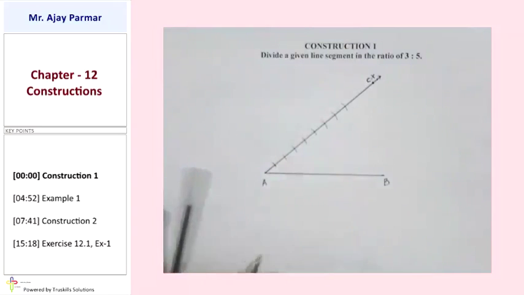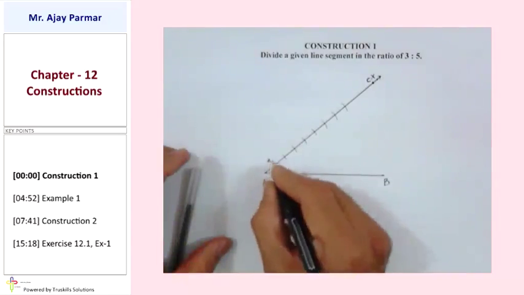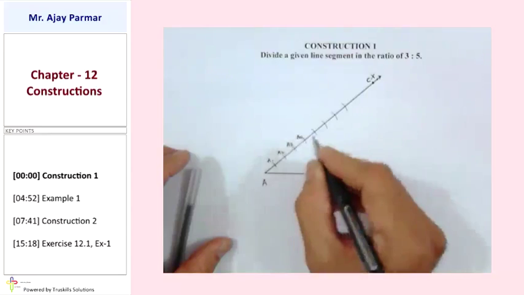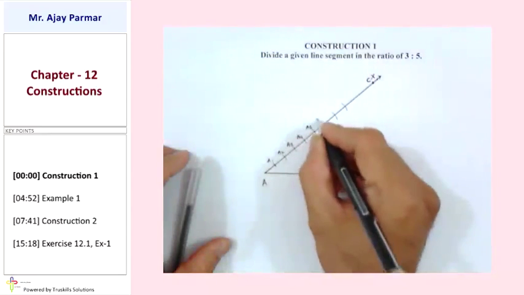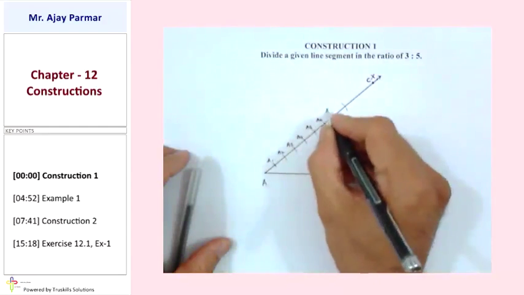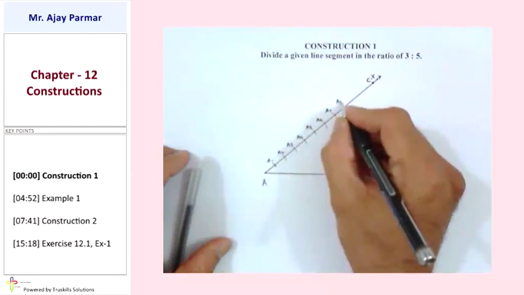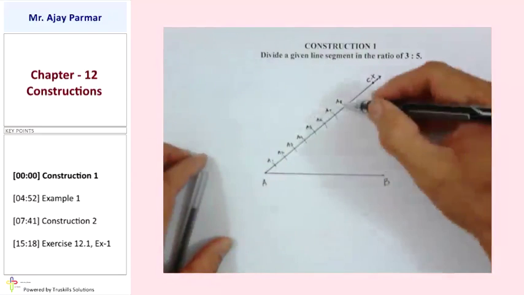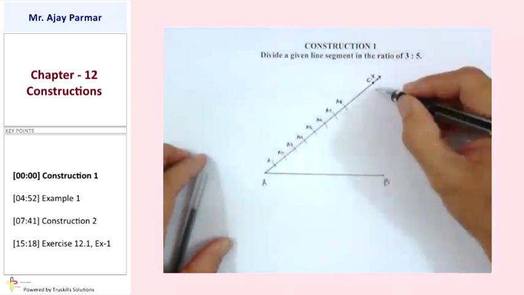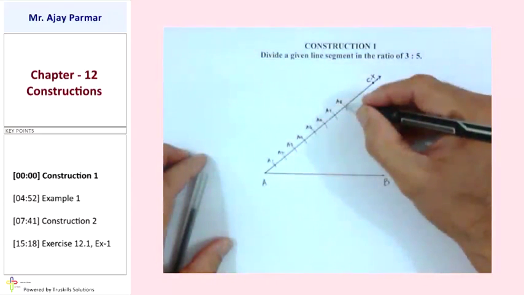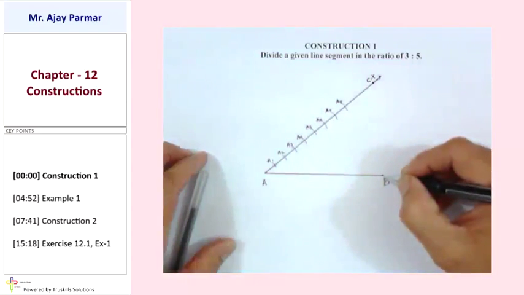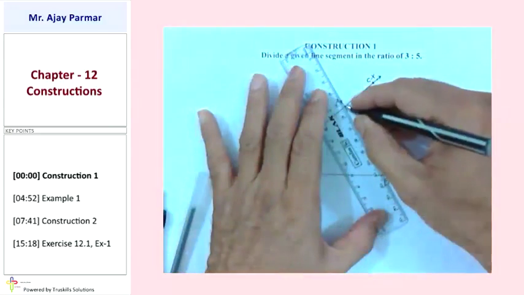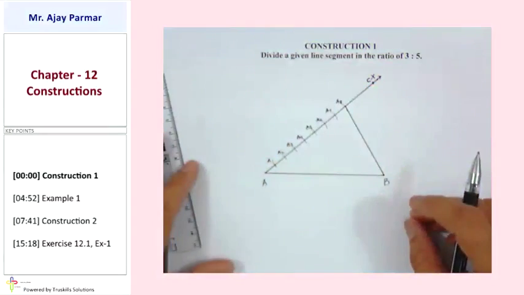Let us label them: this is A1, A2, A3, A4, A5, A6, A7, and A8. Now I am going to join the point of intersection of ray AX and the arc of A8 with point B. So let us draw the line segment A8B, connected to point B.